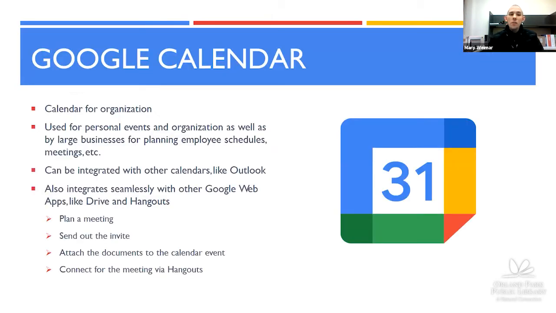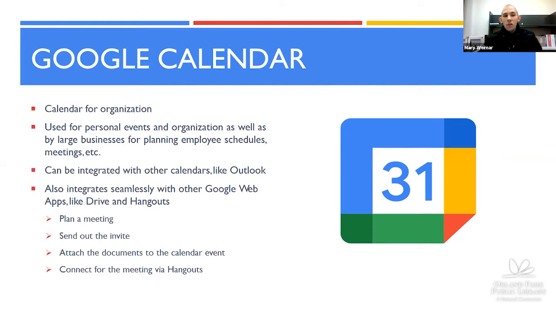Next is Google Calendar. It is used for organization. It can be used for personal events and organization, as well as by large businesses for planning employee schedules, meetings, etc. I'll get into an example later, but what that means is you can say you want to make a department meeting and plan it for next week. You can click on a specific day and time, give it a specific name and details, and add people with Google accounts to RSVP and so on.